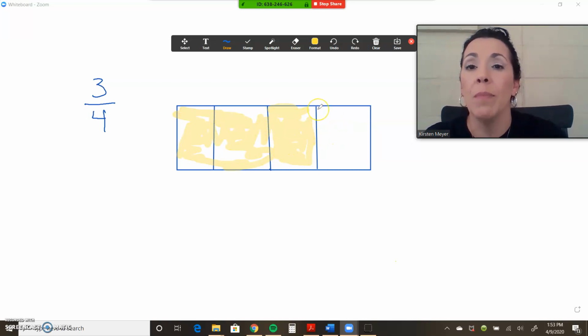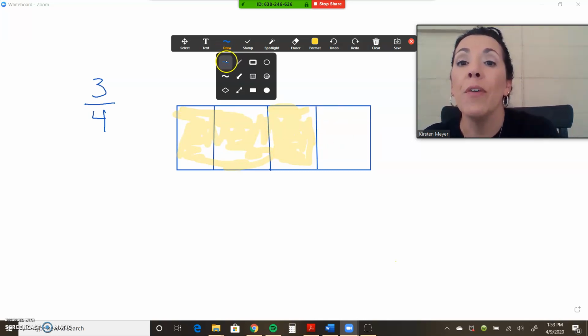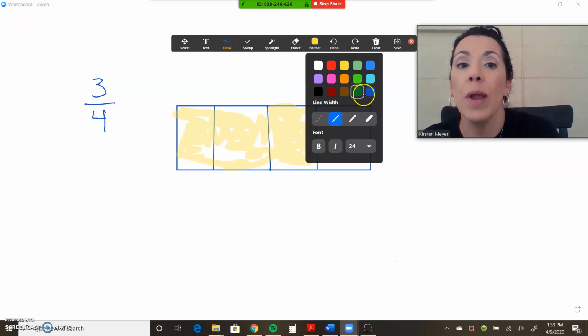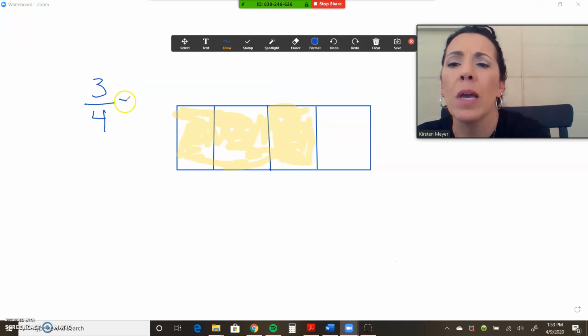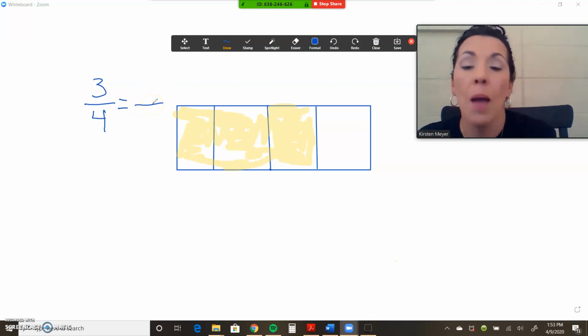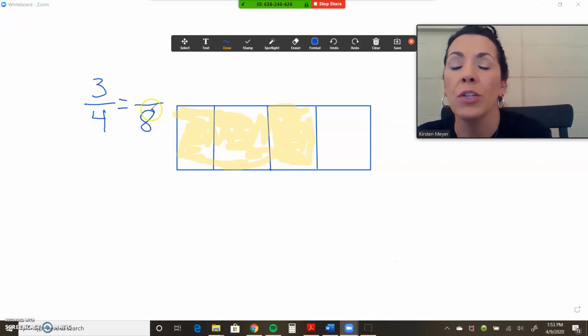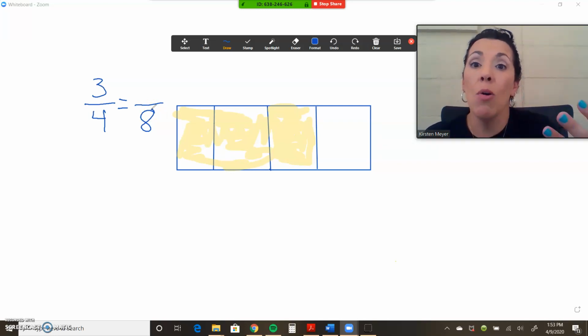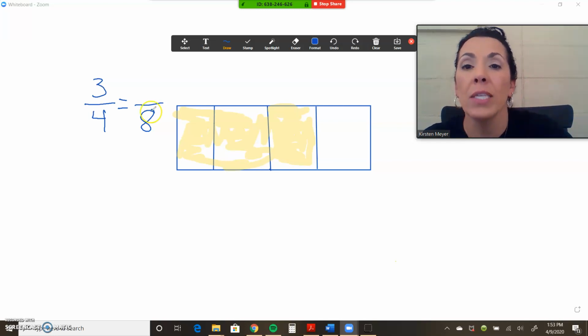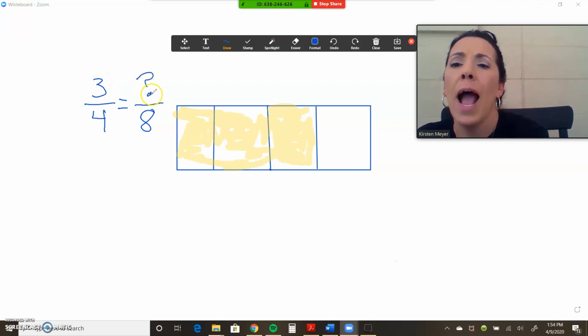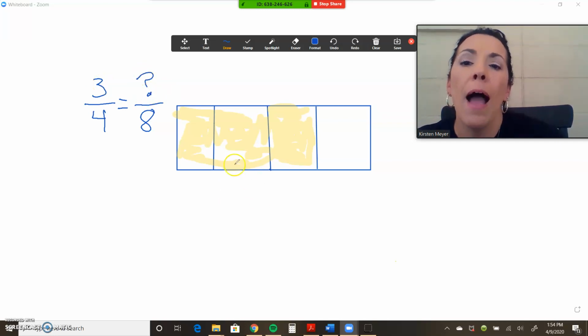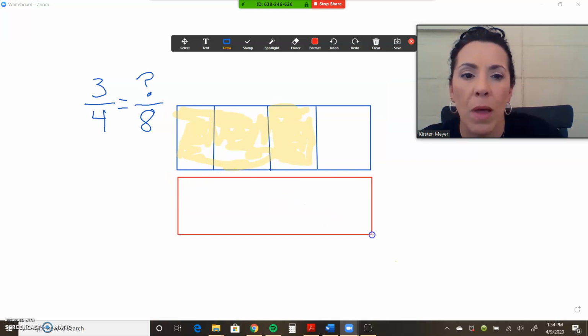So with our problems that we had before, we already had the fraction strips there for us, so we were able to say 3/4 would be equivalent to a certain amount of pieces on another fraction. Well, if I wasn't given that fraction bar, I can still draw my own with the new things that we learned last week. So in this question, it says 3/4 is equivalent to how many eighths? Well, I was able to draw my 3/4, so I'm going to go ahead now and draw another rectangle right below it.